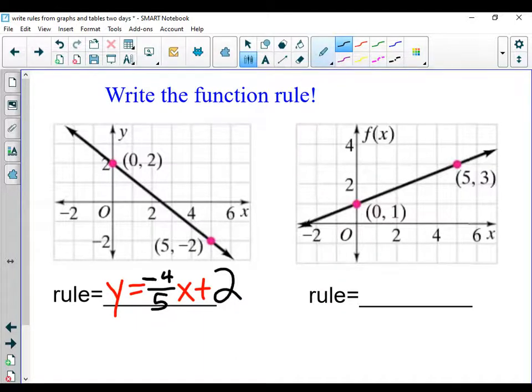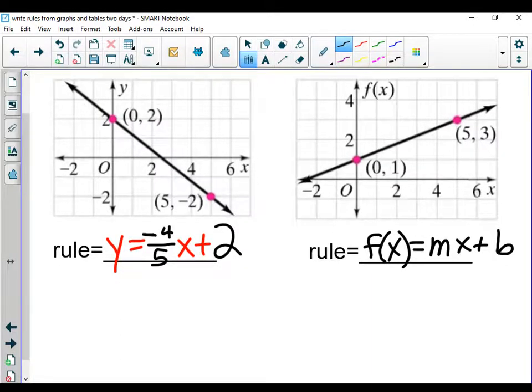Savannah, any hint on this one? Y or f of x? F of x. This is the bottom middle, right? Mason, what's M stand for again? Slope. Did you count a slope, Preston? Yep. What'd you count? Up to over 5. Rise 2, run 5.